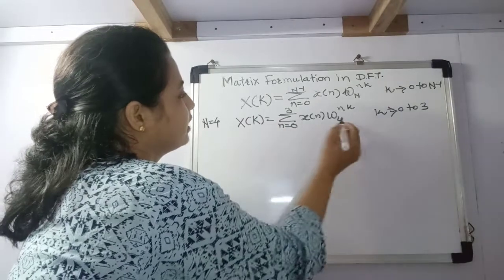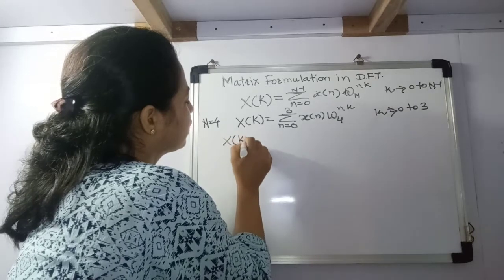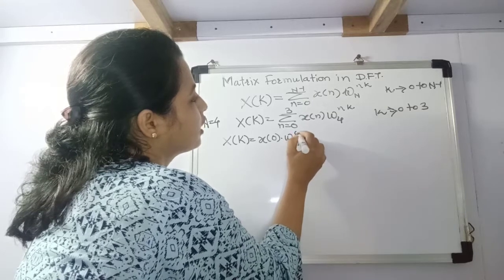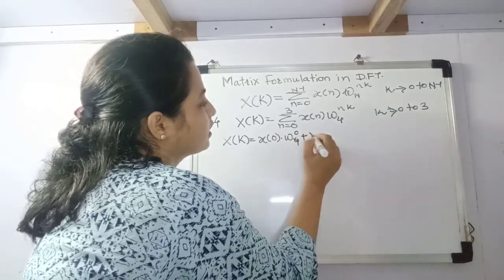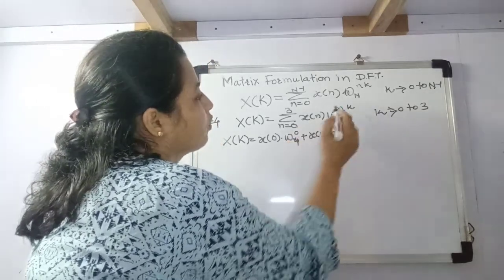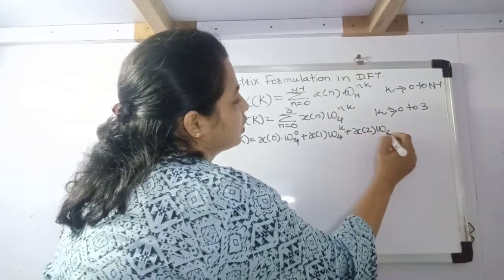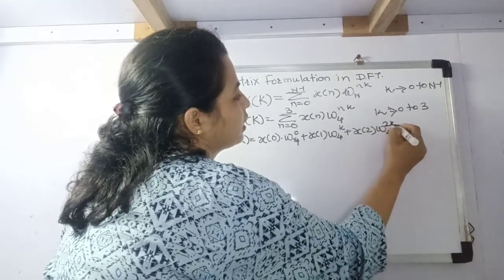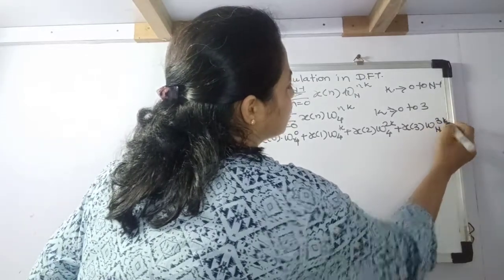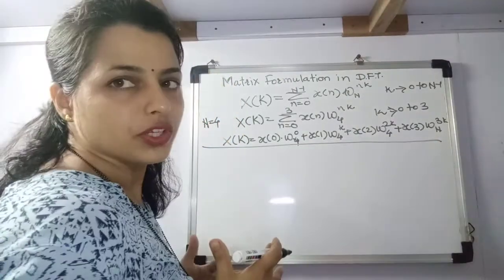First we'll rewrite this function without the summation, writing all the terms. X of k is equal to x of 0, W_4 raised to 0, plus x of 1, W_4 raised to k, plus x of 2, W_4 raised to 2k, plus x of 3, W_4 raised to 3k. Now we'll write those 4 equations.